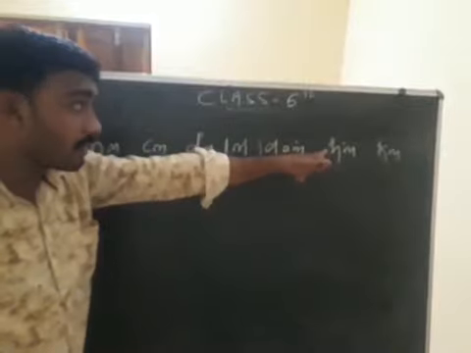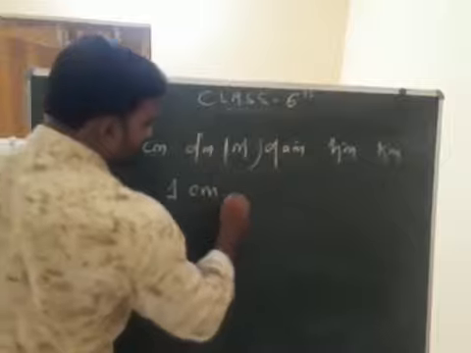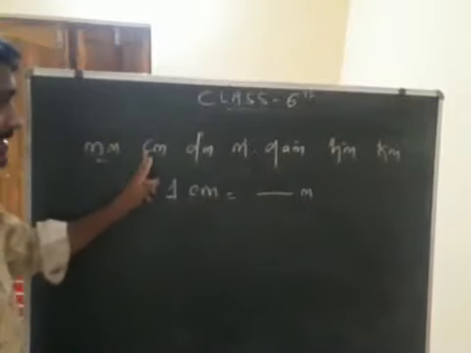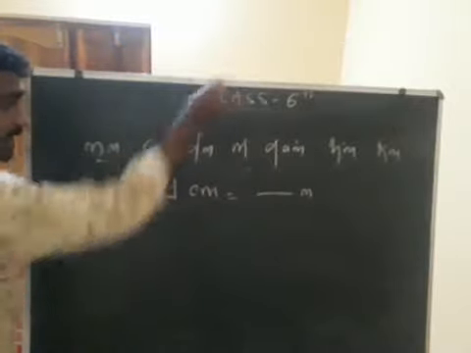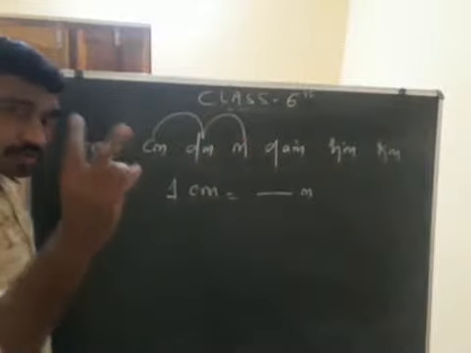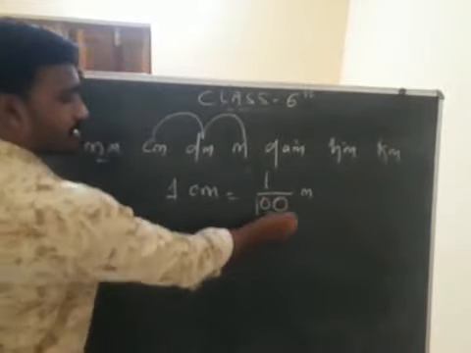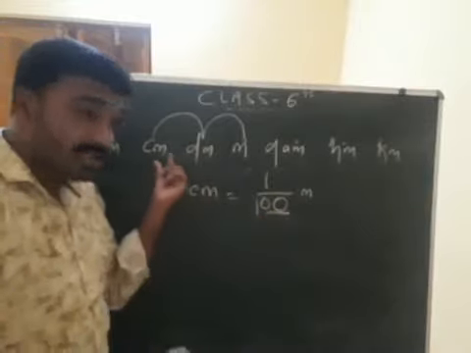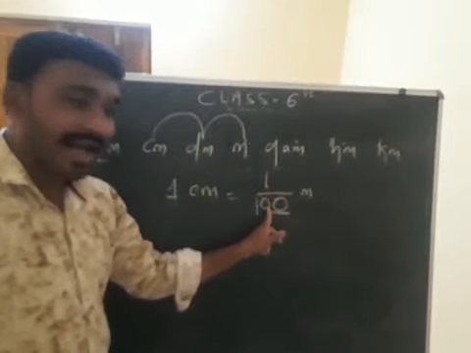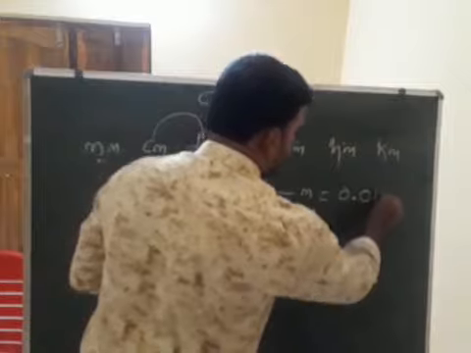Now solve multiples to multiples, meaning smaller to bigger one. 1 centimeter is equal to how many meters, given. Now again you go centimeter to meter. Centimeter 1, 2. How many times? 2 times. 1 by 1, 0, 0. Here when you are going from smaller to bigger, then always you will do 1 by. Clear? In decimal, it is 0.01 meter.